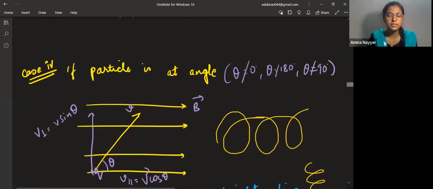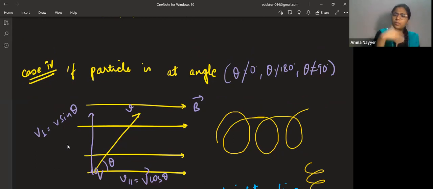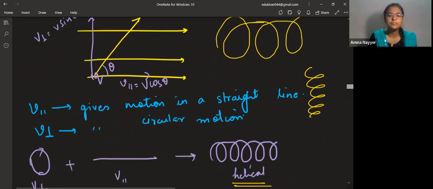Just look at this figure. See, this is theta. We have resolved V perpendicular and V parallel. That is V sin theta and V cos theta. So the perpendicular component will give it a circular motion and the parallel component will give it motion in a straight line. Then again circular because of perpendicular, then forward because of parallel. So it's moving, then circular motion, forward, circular motion, forward. This is the path of a helix that we call. So we say this is a helical path that is covered.